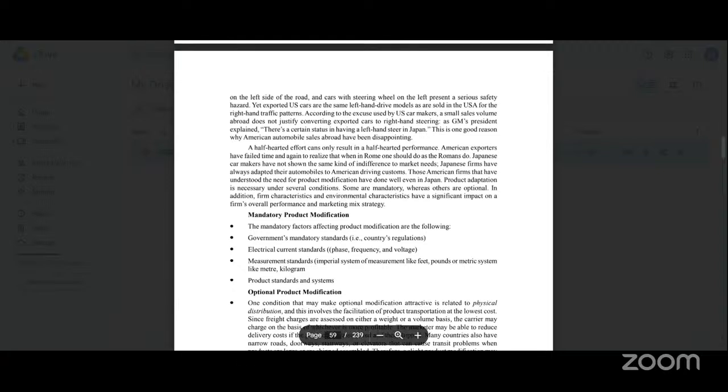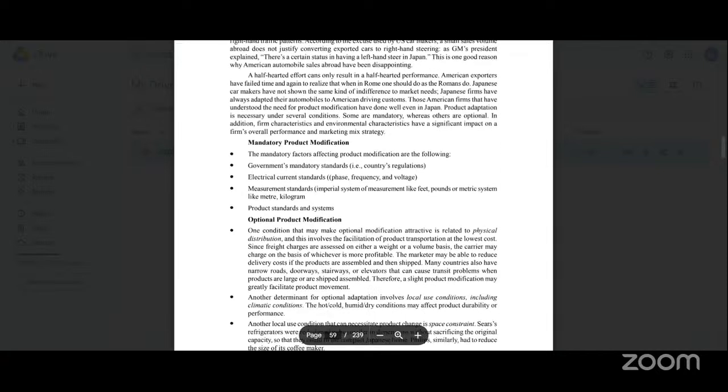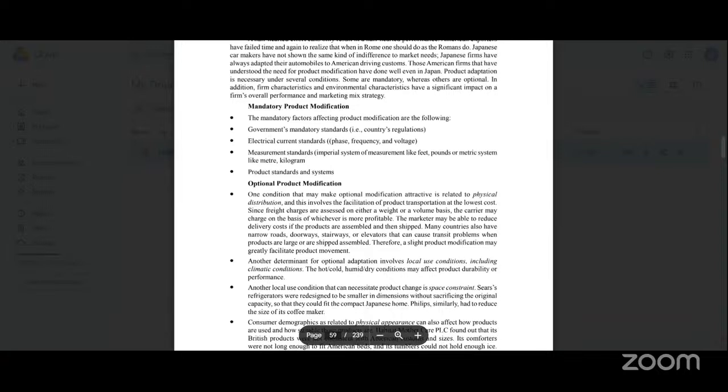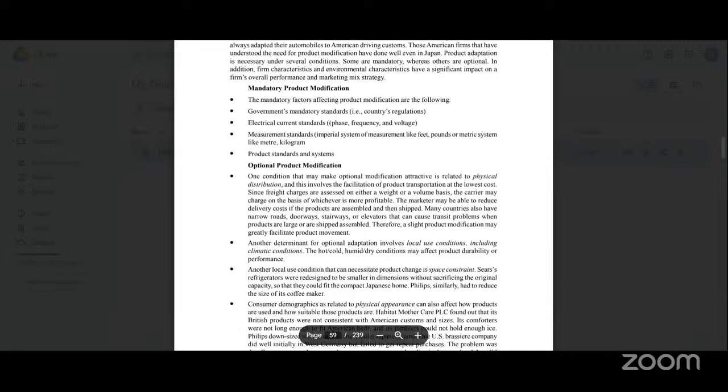So while importing cars from the US, we may find that there is a difference in terms of where the wheel is located compared with when we are importing from our own country. Accordingly, the product may have to be matched to that particular local market. As for mandatory product modification, there are some things which are mandatory and some are optional. The mandatory factors include government's mandatory standards, that is, the country's regulations. You have to strictly follow that when you are entering into a new market.